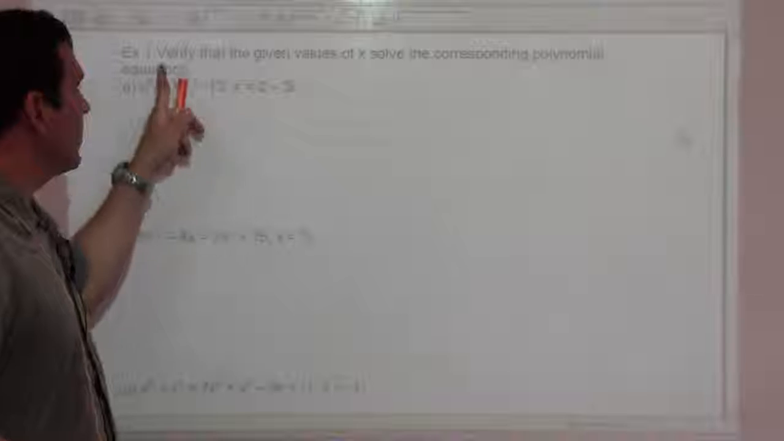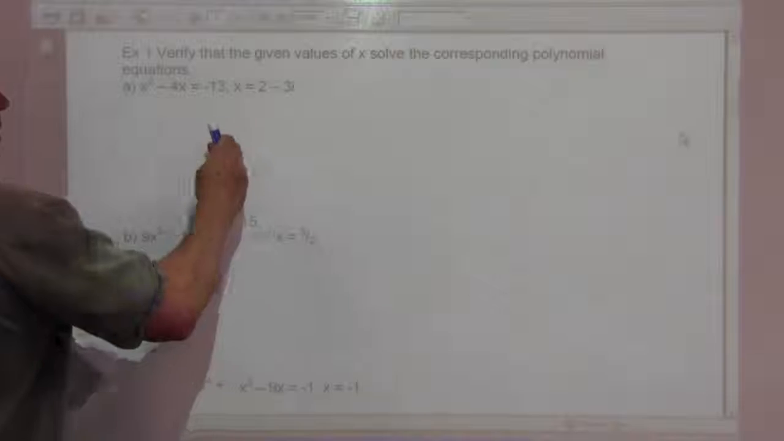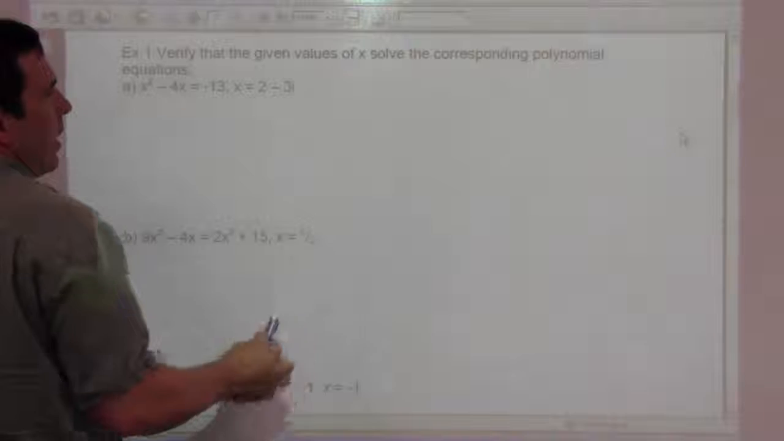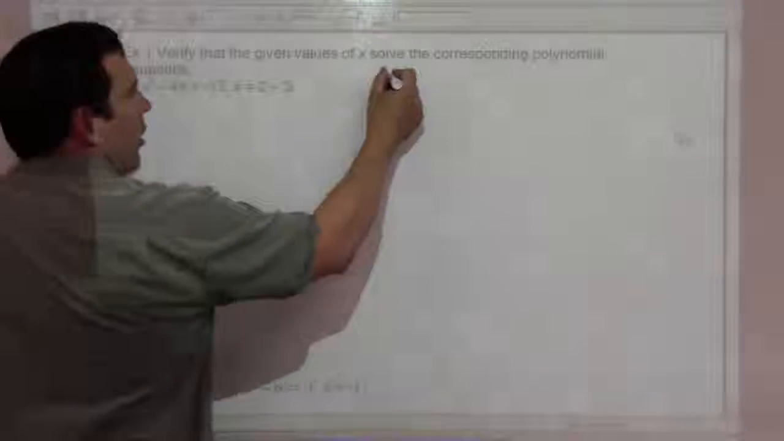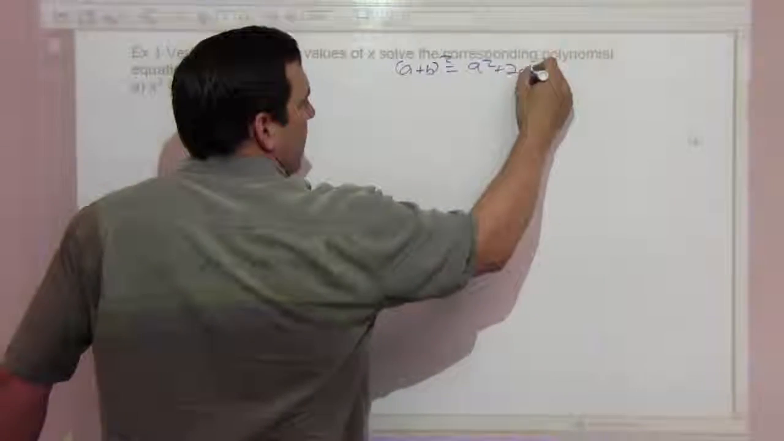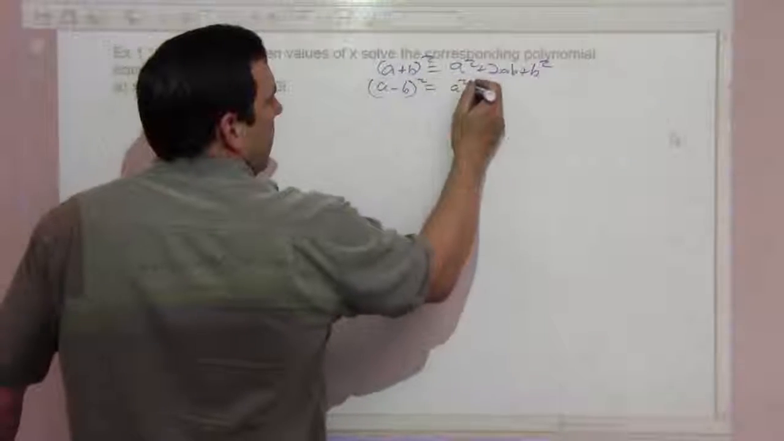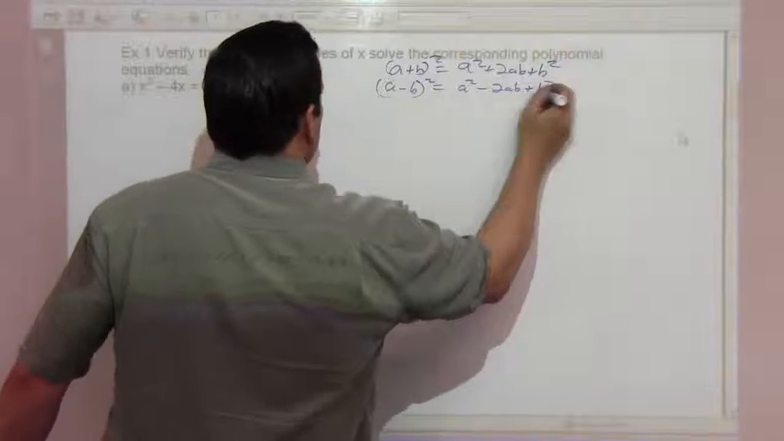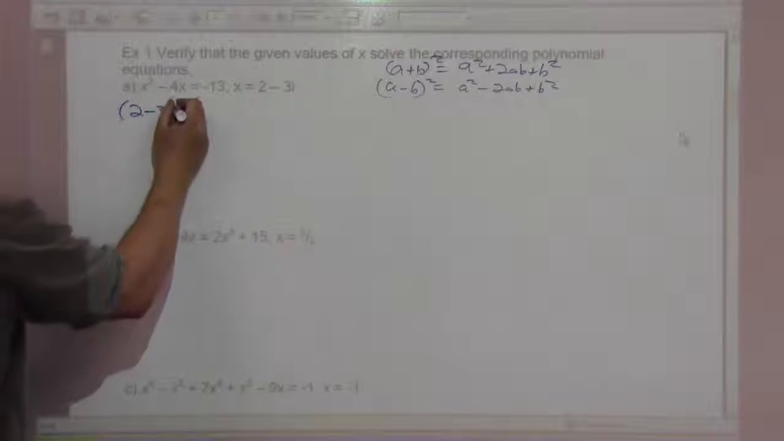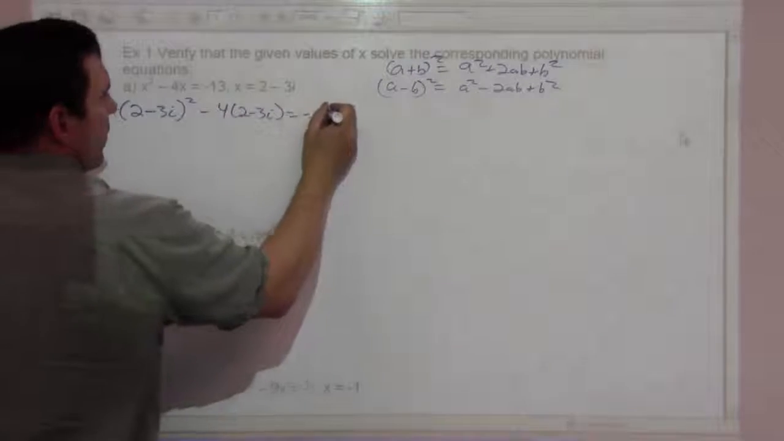Now let's look at example 1 here. It says verify that the given values of x solve the corresponding polynomial equations. So in this first case, we have x squared minus 4x equals negative 13, and x equals 2 minus 3i. Now recall that (a plus b) squared is a squared plus 2ab plus b squared, and (a minus b) squared is a squared minus 2ab plus b squared. We have a minus here with that squared. That's going to be (2 minus 3i) squared minus 4 times (2 minus 3i) equals negative 13.